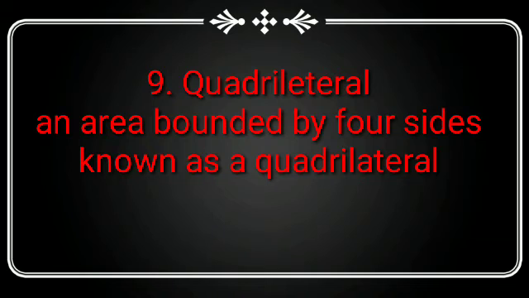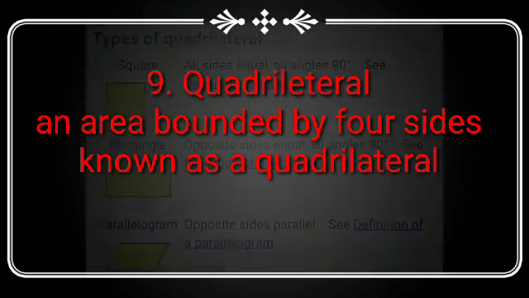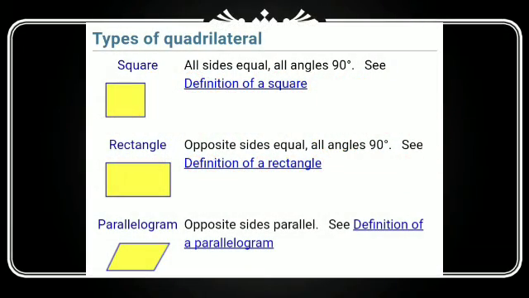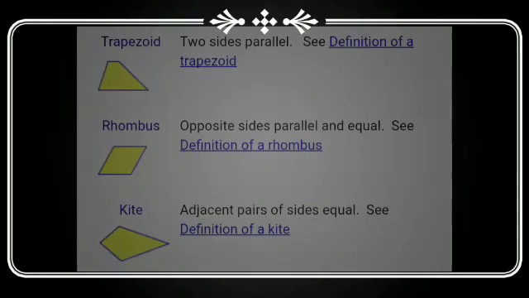Now going to the topic quadrilateral, an area bounded by 4 sides is known as a quadrilateral. Here the types of quadrilateral are given. A quadrilateral having all sides equal and all angles 90 degrees is known as a square. A quadrilateral having opposite sides equal and all angles 90 degrees is known as a rectangle. A quadrilateral having opposite sides parallel is known as a parallelogram.